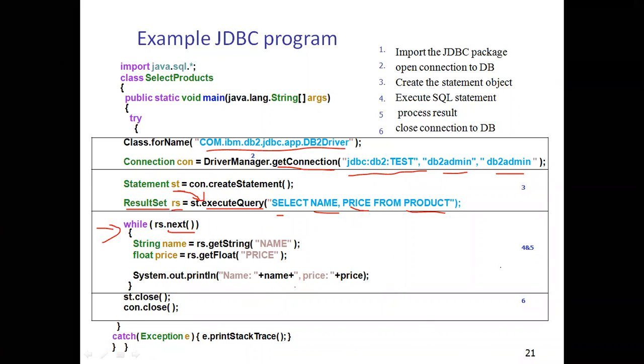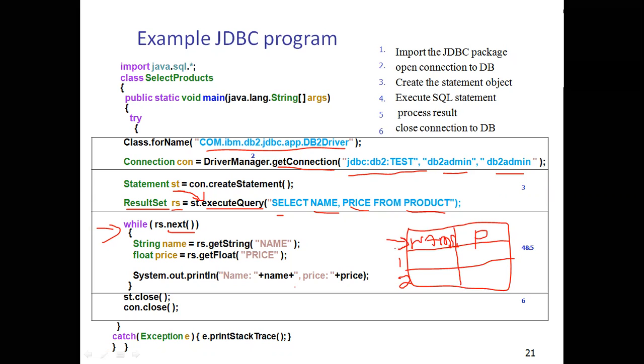One second. Assume that this is my table. It is my product table, and this is name, and this is price. Assume that it contains 2 records. Initially, my cursor is pointing here. Whenever this statement comes, rs.next means this pointer is pointing to the first record in your table.